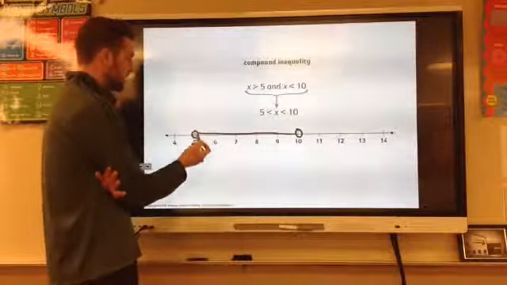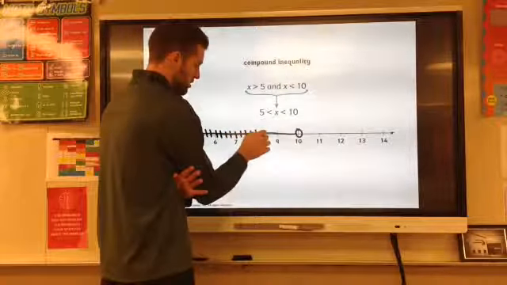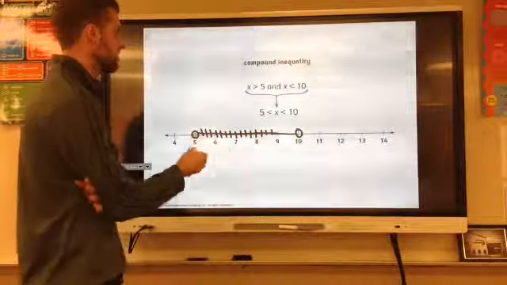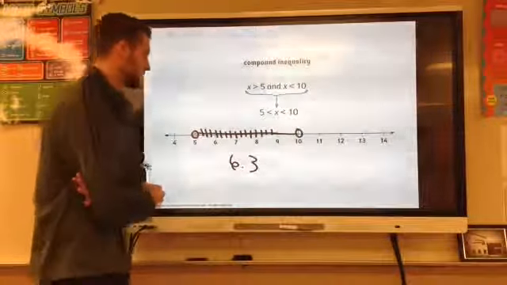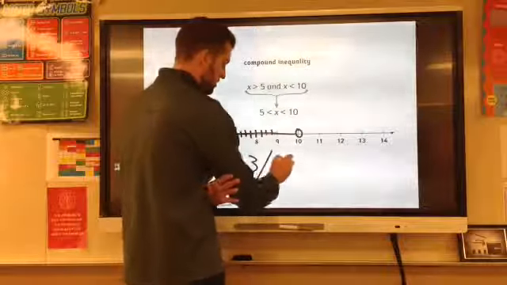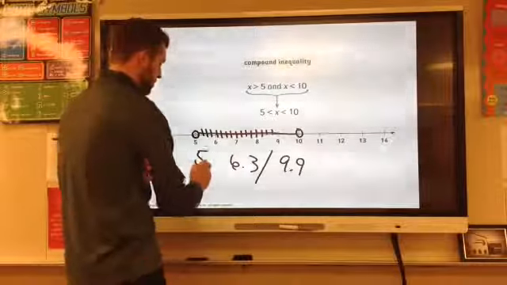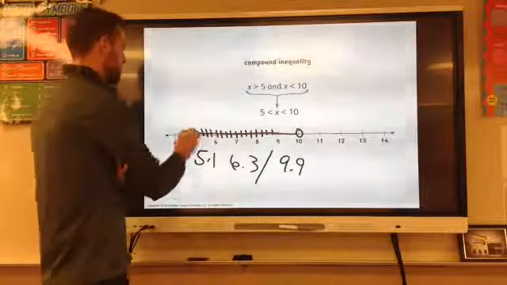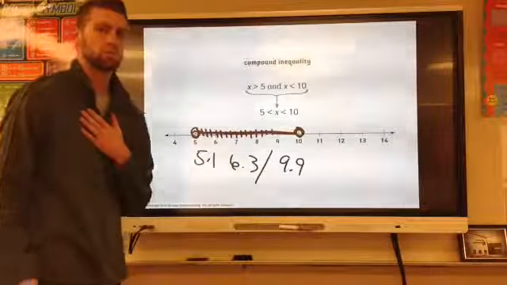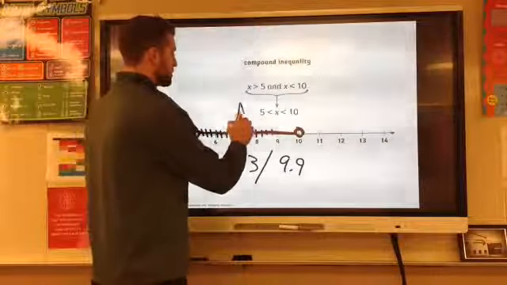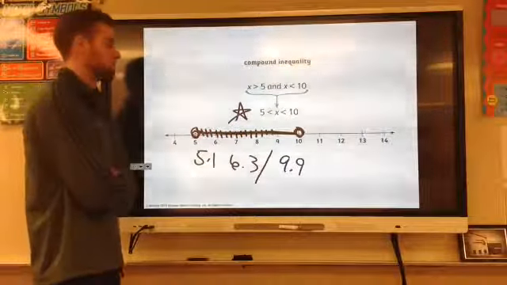So what this is saying is that any number in between here and so on will work for x. So a possible value for x could be 6.3. Okay, a possible value for x could be 9.9. Okay, it could be 5.1. So we're just saying that x represents any of these numbers between 5 and 10. Okay? I really want you guys to be able to write this notation here because it makes it much more compact.